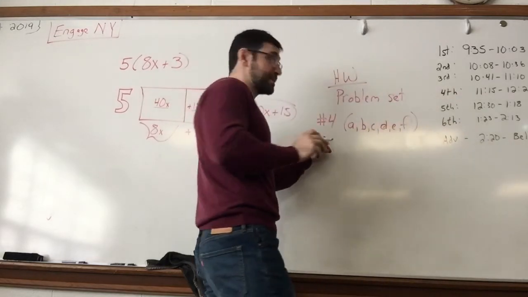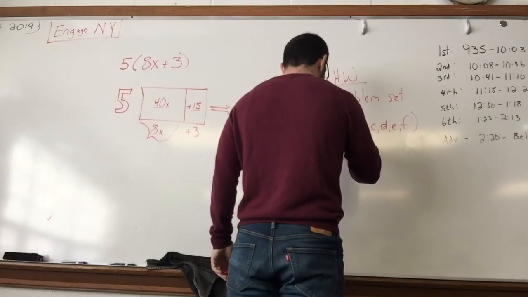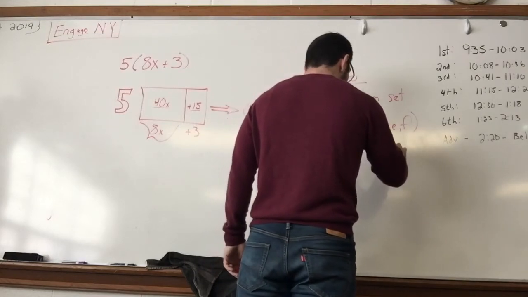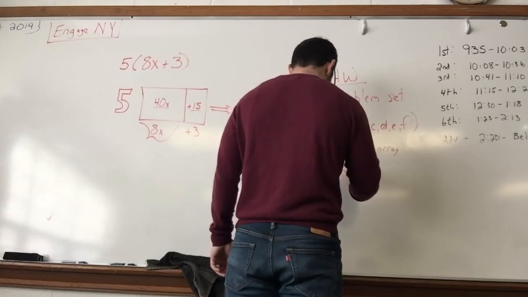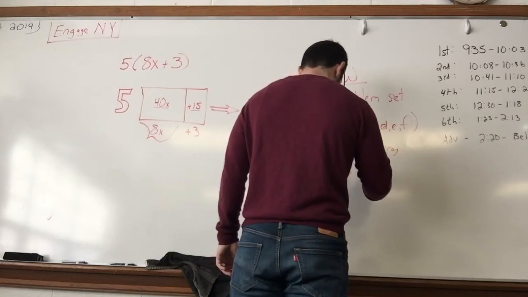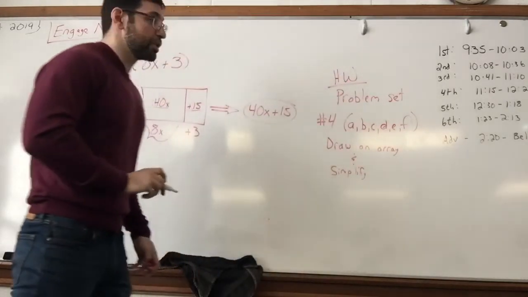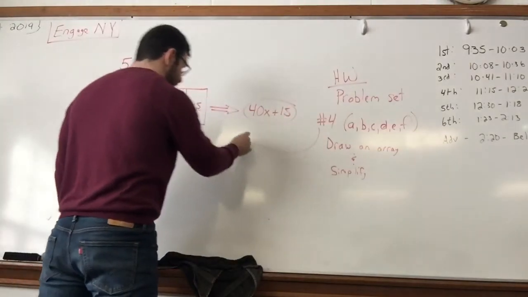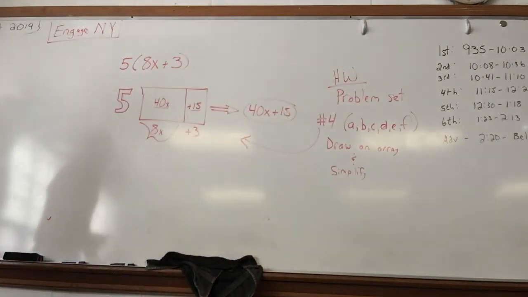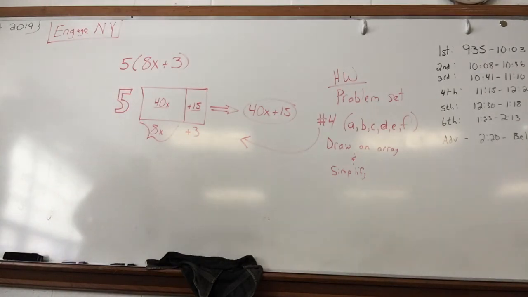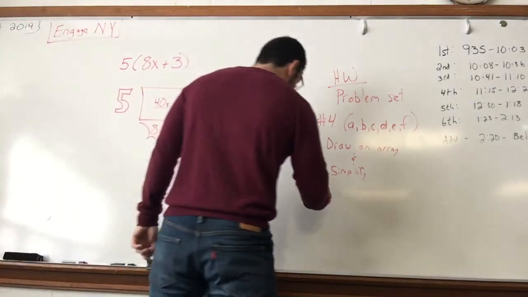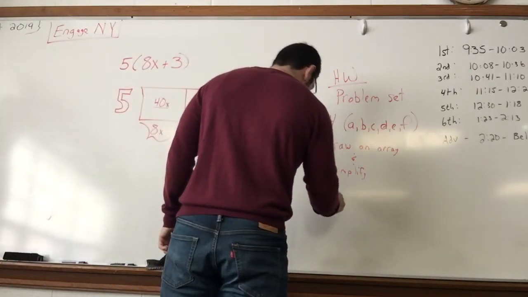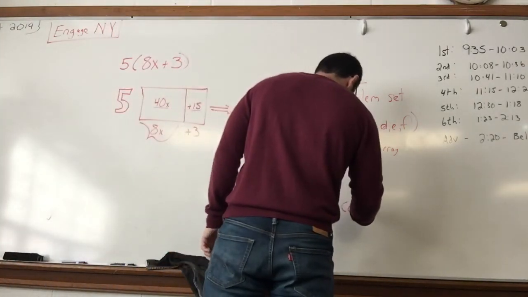But it has very specific directions. Draw an array and simplify. Which example should you use? The one we just did. From exercise 3 or example 3 or whatever that was. Everybody with me? That's one problem you're doing. The other problem is number 5, all parts. This is just combining like terms.